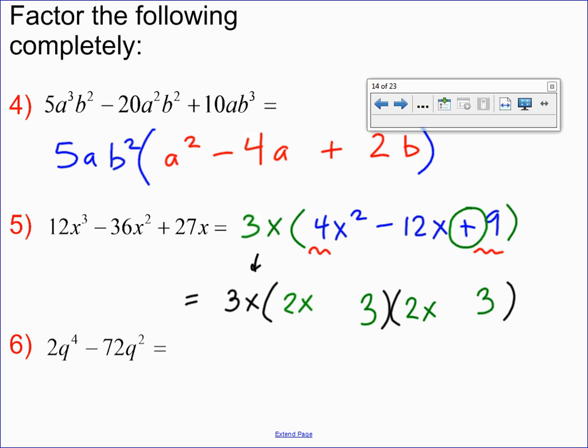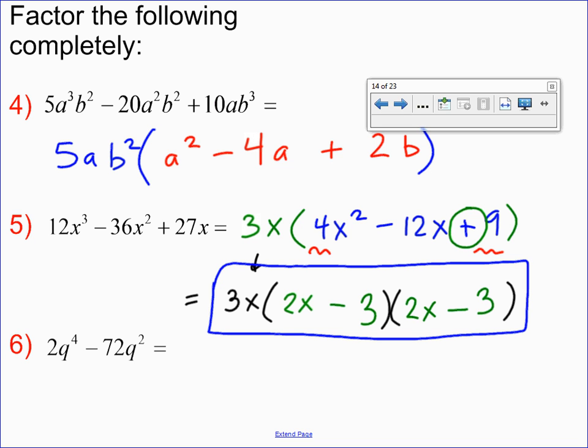Given that my binomial factors have same signs, and my middle term in the trinomial is negative, are they both going to be plus or are they both going to be minus? Oh, they both better be minus. So we might see this as 3x times 2x minus 3 quantity squared. That's fine if you leave it like this on your quiz as well.